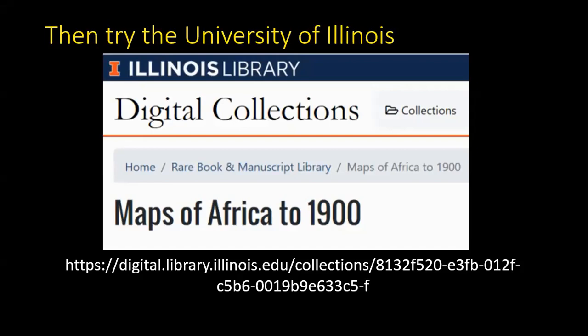They've chunked their maps very helpfully into maps of Africa to 1900. In other words, anything before 1900. One of the reasons for this is that there's a very excellent geographer at the University of Illinois who's been teaching there for years, a fellow named Professor Tom Bassett. And his own specialty has looked a lot at maps in the 19th century for the scramble of Africa.